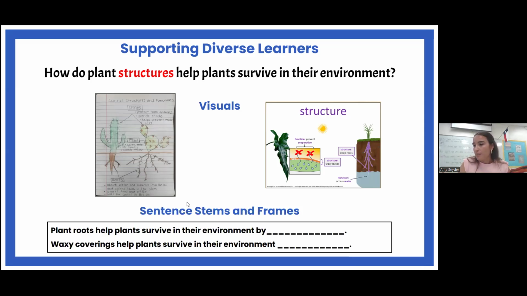Okay. And then providing sentence stems and frames. We gave an example here on the slide and also included sentence stems in the scripts that we provided for these labs. So you'll see sentence stems that they can include in their notebook when they're trying to explain their learning.